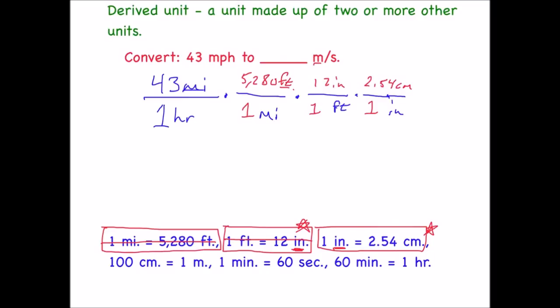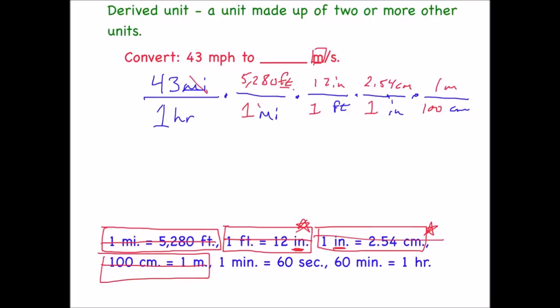Alright, the next one, we've got centimeters on top. So we have to have centimeters on bottom. So we're going to come over here and let me cross that one out. And we see this one has centimeters in it. So we see that 100 centimeters equals 1 meter. And that is the unit that we are trying to get to for distance, which is meters. So we're done with the distance part.